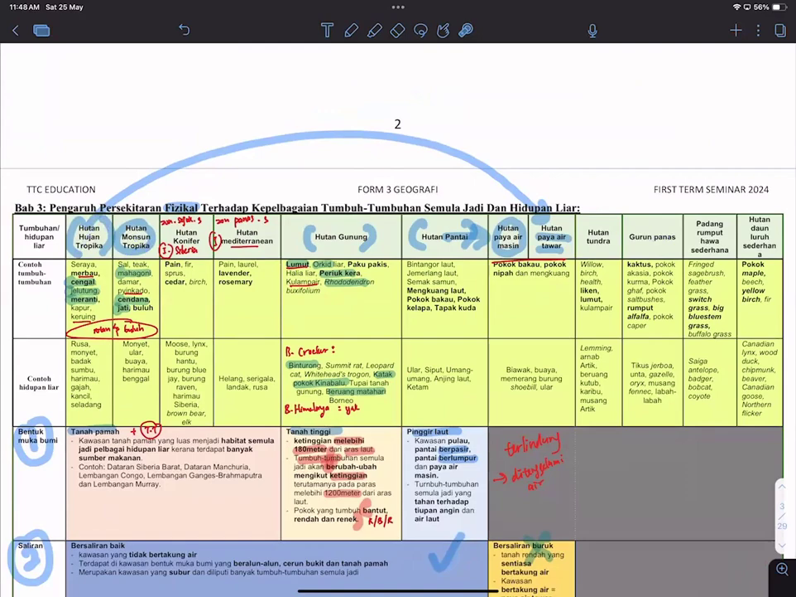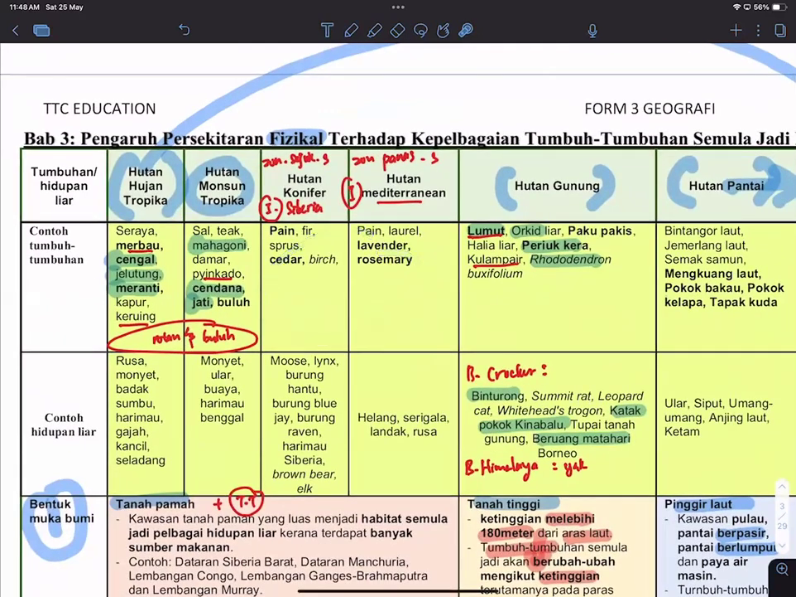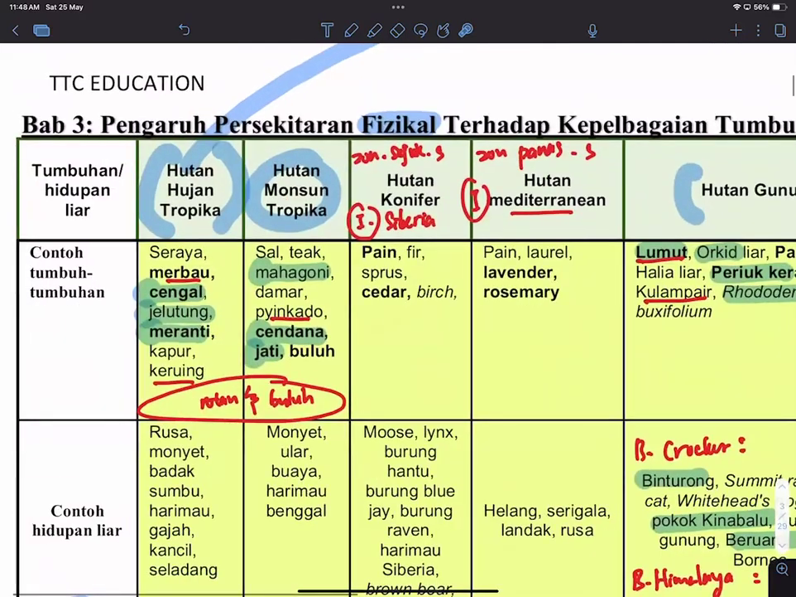Remember? Okay. So all the plants, do you guys need to highlight? Hutan conifer, what is the plants we have to memorize? Hutan conifer, pokok cerda, and then the FPS. Okay, for hutan Mediterranean, what we have to memorize? Lavender, rosemary, and then laurel. Laurel is very important. Why?